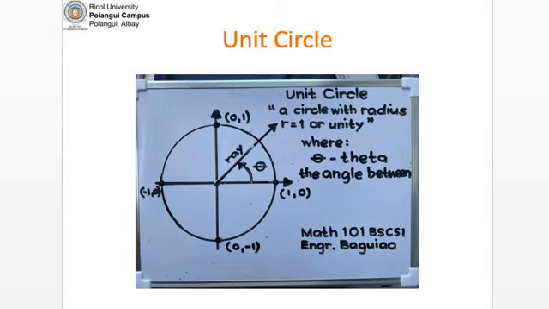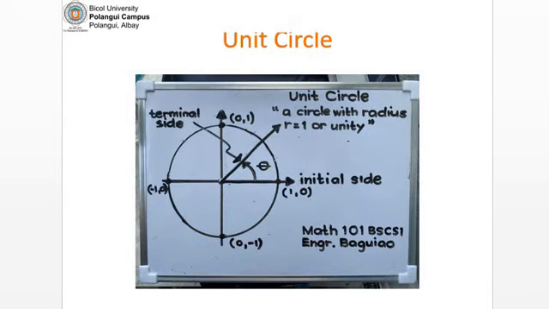Now, if we are going to draw an angle, we will start from what we call the initial side and we will end at the terminal side. The ray is rotated in a counterclockwise direction, creating the angle theta. The angle theta is the angle measurement between the initial and the terminal side, with a unit of degree or in radian measure.